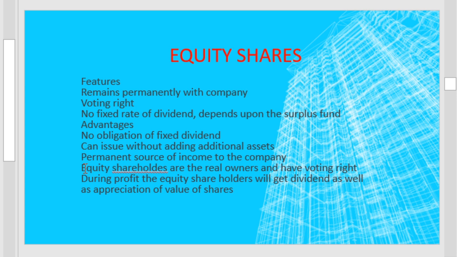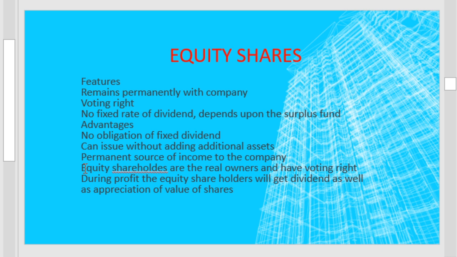In the case of the equity shares, they can be issued without adding additional assets. These equity shares can be issued without creating any more assets, and therefore it is a permanent source of income to the company. Permanent source of income in the sense that these equity shares are issued without adding more assets to the company, or with the existing assets of the company.